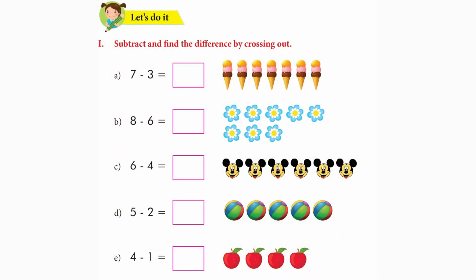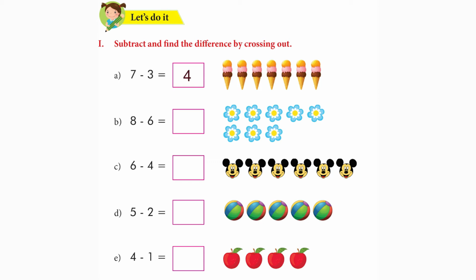Now, in the next activity, we have subtract and find the difference by crossing out. 7 minus 3. So how many are we supposed to cross out? We have to cross out 3 ice creams here. Let's cross out 1, 2, 3 ice creams. How many ice creams are left? 1, 2, 3 and 4 ice creams are left.